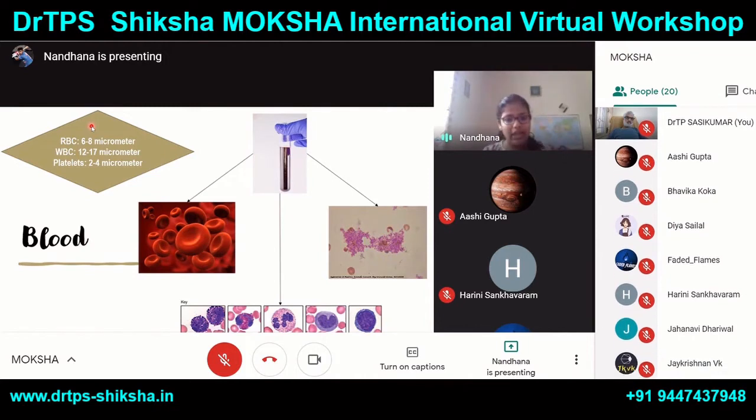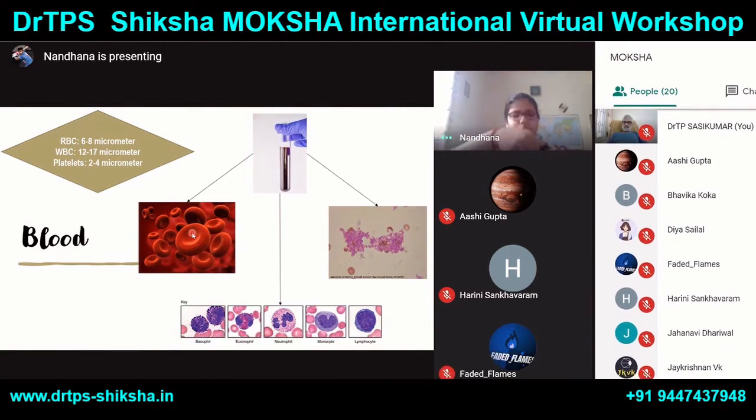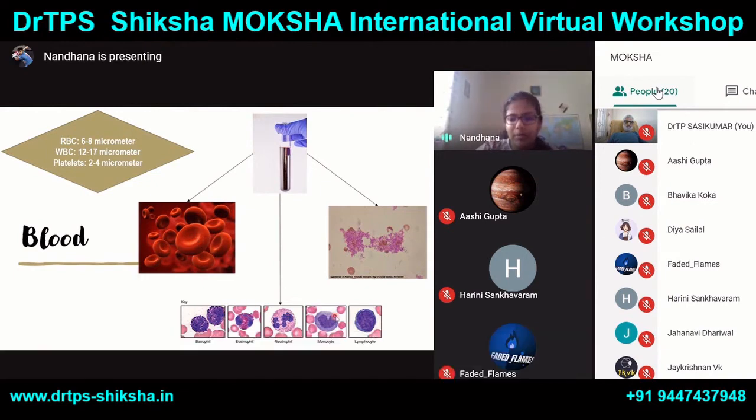RBCs are biconcave in shape. If you see, there's a disc-like structure with a semi-lumen in between. That's exactly what is called biconcave, and this helps in easy diffusion and also increases the surface area for the combination of gases. WBCs, if you see below, there are 5 types of WBCs.